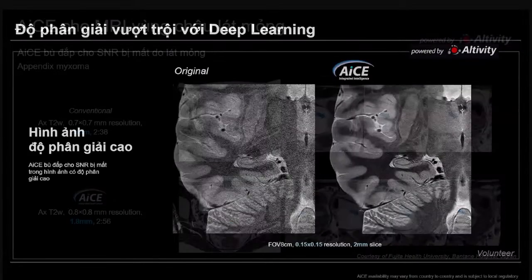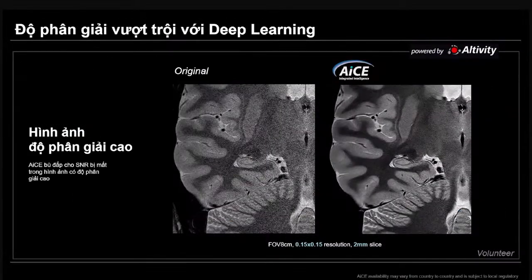At the same time, we can also improve the signal to noise ratio with very high resolution imaging. So you can see here, this is a 0.15 by 0.15 in-plane resolution with a 2 mm slice thickness. And then we are able to compensate for the signal to noise ratio that is lost in high resolution with our AiCE. Significant improvement in the image quality, and gray-white matter is more clear.